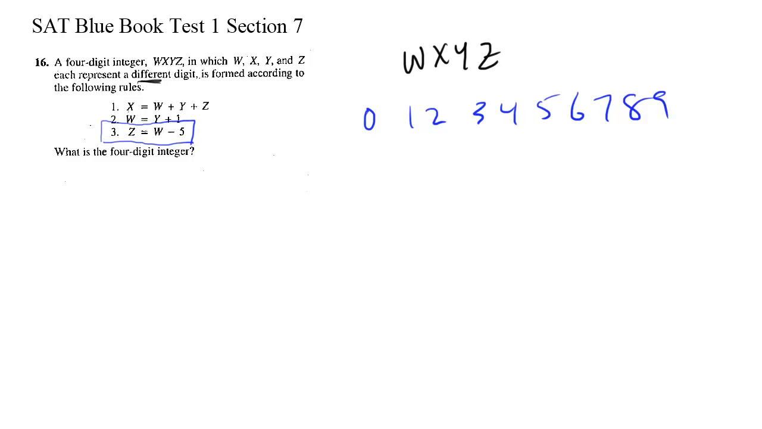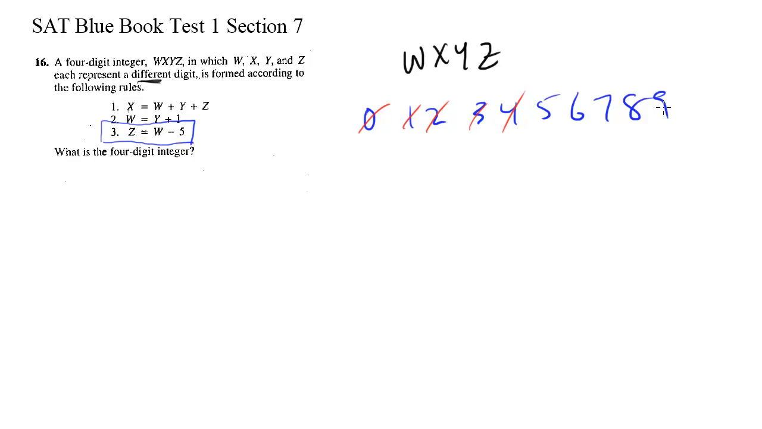Because for instance, can w be 0? Well, if w were 0, then z would be negative 5. So we know, just looking at this list, w cannot be 0. w can't be 1, because again, 1 minus 5 is negative 4. It can't be 2, can't be 3, can't be 4. But it can be 5, 6, 7, 8, or 9. Right? That's no problem. Okay, that's good. So let's go ahead and see what happens when we're limited to these as our w.